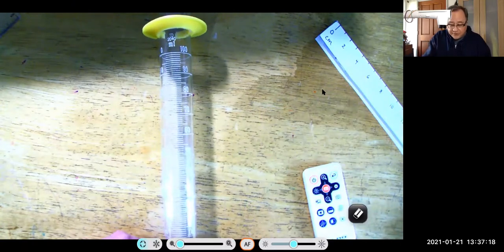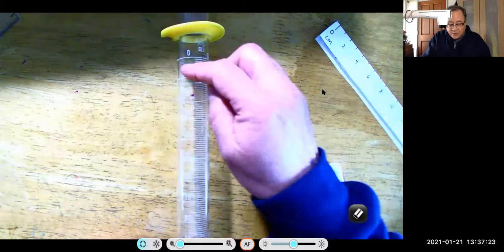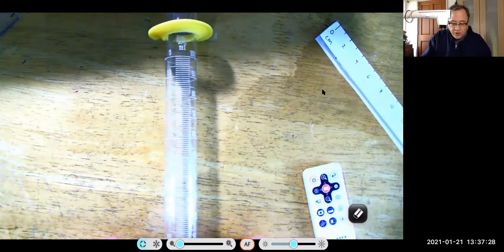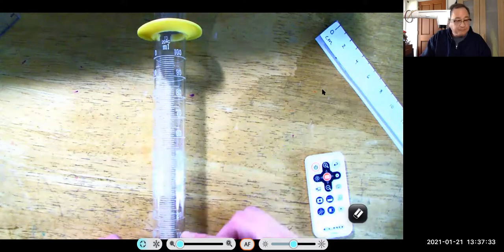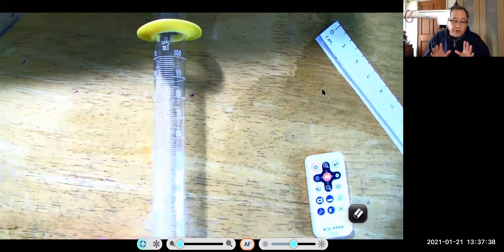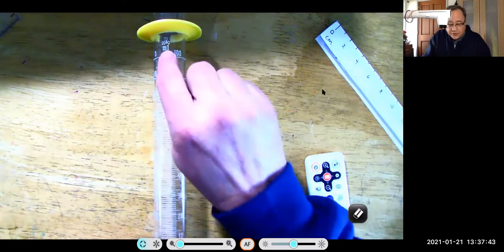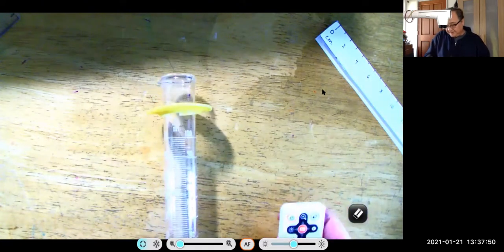Now, if we take a look at the numbers, you can see we have 100, 90, 80, 70. On the other side, we have 0, 10, 20, 30. If we want to know how much liquid is in the graduated cylinder, we obviously want to use this side because this tells you how much is in there. Notice at the top, it says milliliters. So whenever you're using a measuring device, you always look for the unit. This is in milliliters. So this is 100 milliliters. This is 90 milliliters. I'm going to move this down and zoom in on this.